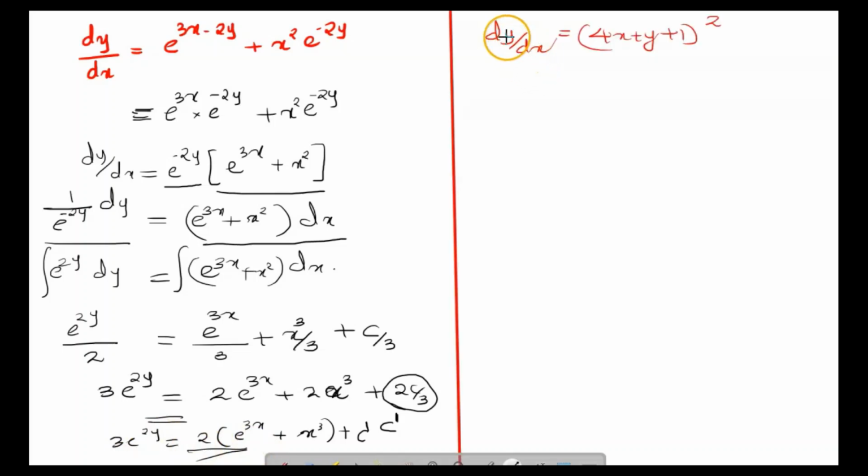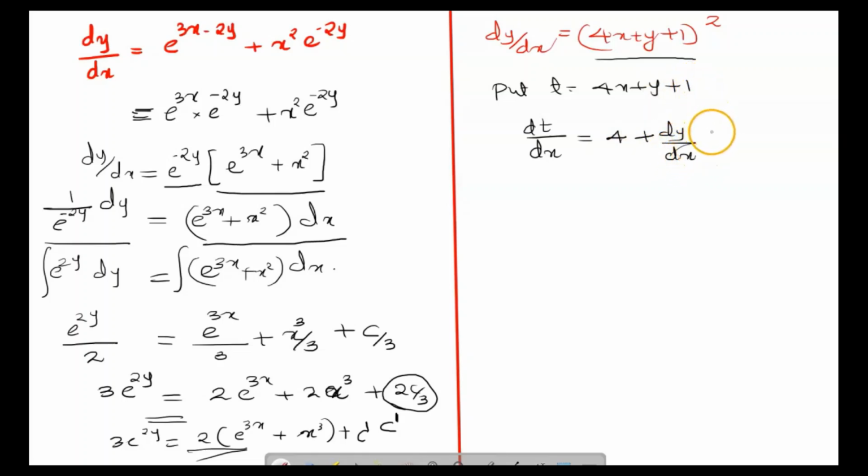Now let's solve this equation: dy by dx is equal to (4x plus y plus 1) whole square. This is a little bit complicated, so put t is equal to 4x plus y plus 1. Now what is dt by dx? Let's differentiate both sides with respect to x. The derivative of 4x is 4, plus the derivative of y is dy by dx, plus 1 is a constant, so 0.